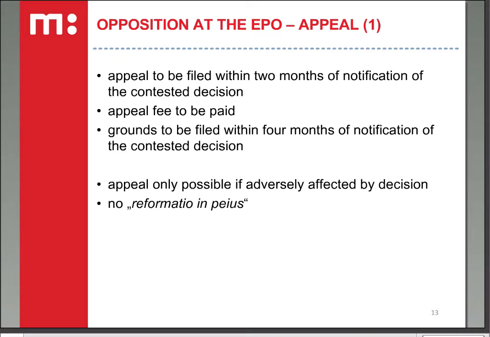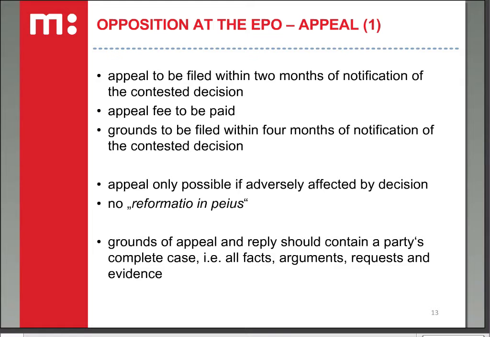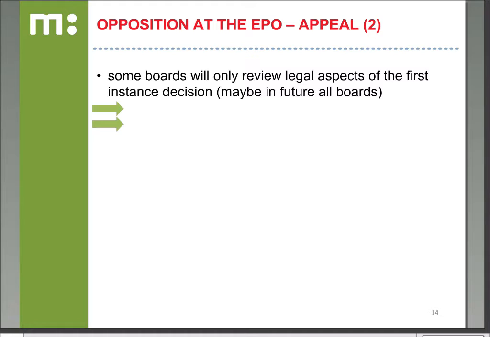As with opposition, the grounds of appeal should contain the complete case of your party, all facts, arguments, requests, and evidence, because even more than in the opposition stage, in the appeal stage, later evidence and requests may be rejected by the boards of appeal. And in some cases during the last years, there was a tendency that some boards of appeal took the position, well, it's an appeal, it's not a completely new instance, we will only review the legal aspects of the first instance decision.